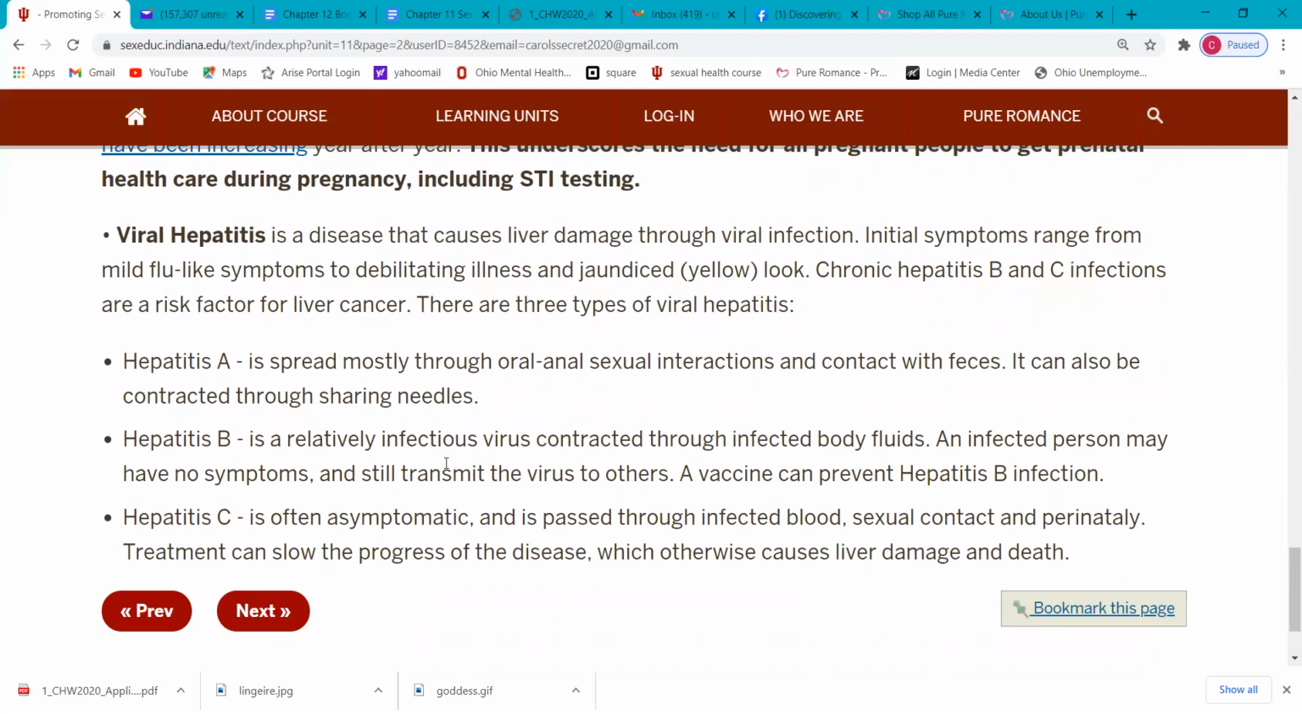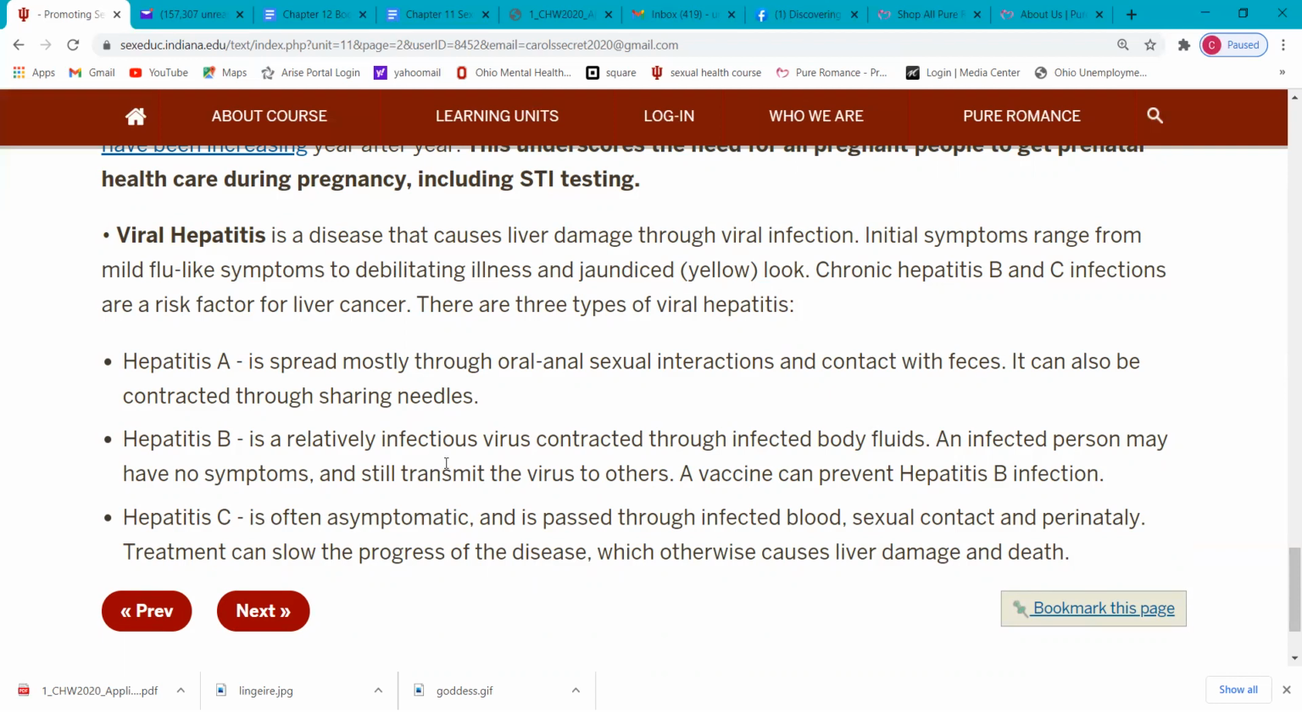Viral hepatitis. It is a disease that causes liver damage due to viral infection. The initial symptoms range from mild flu-like symptoms to a debilitating illness, jaundice, or the yellow look. Chronic hepatitis B and C infections are a risk factor for liver cancer. And there are 3 types of viral hepatitis.